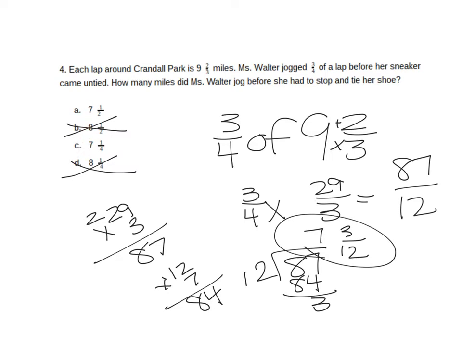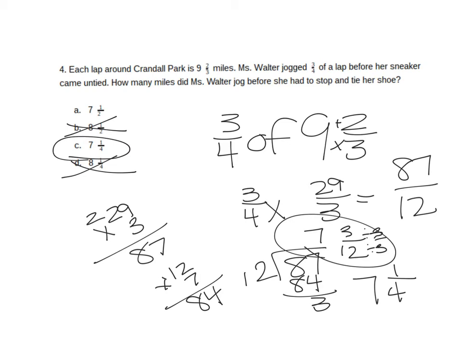7 1/2 and 7 1/4, well, neither of those are my answer because my answer is 7 3/12. When this happens, I need to ask myself, is one of these equivalent to 7 3/12? Well, I'm going to simplify 7 3/12 by dividing by 3 over 3. 3 divided by 3 is 1. 12 divided by 3 is 4. So is one of those 7 1/4? Absolutely. My answer is C.